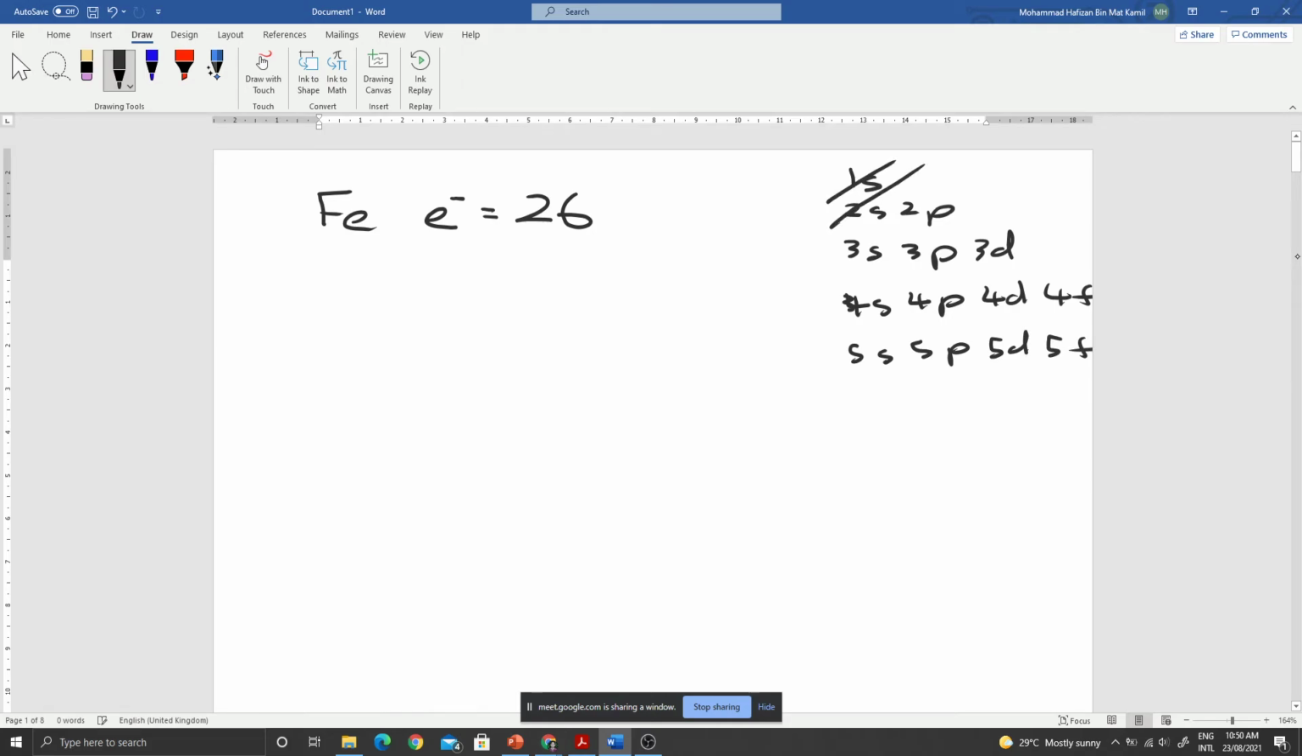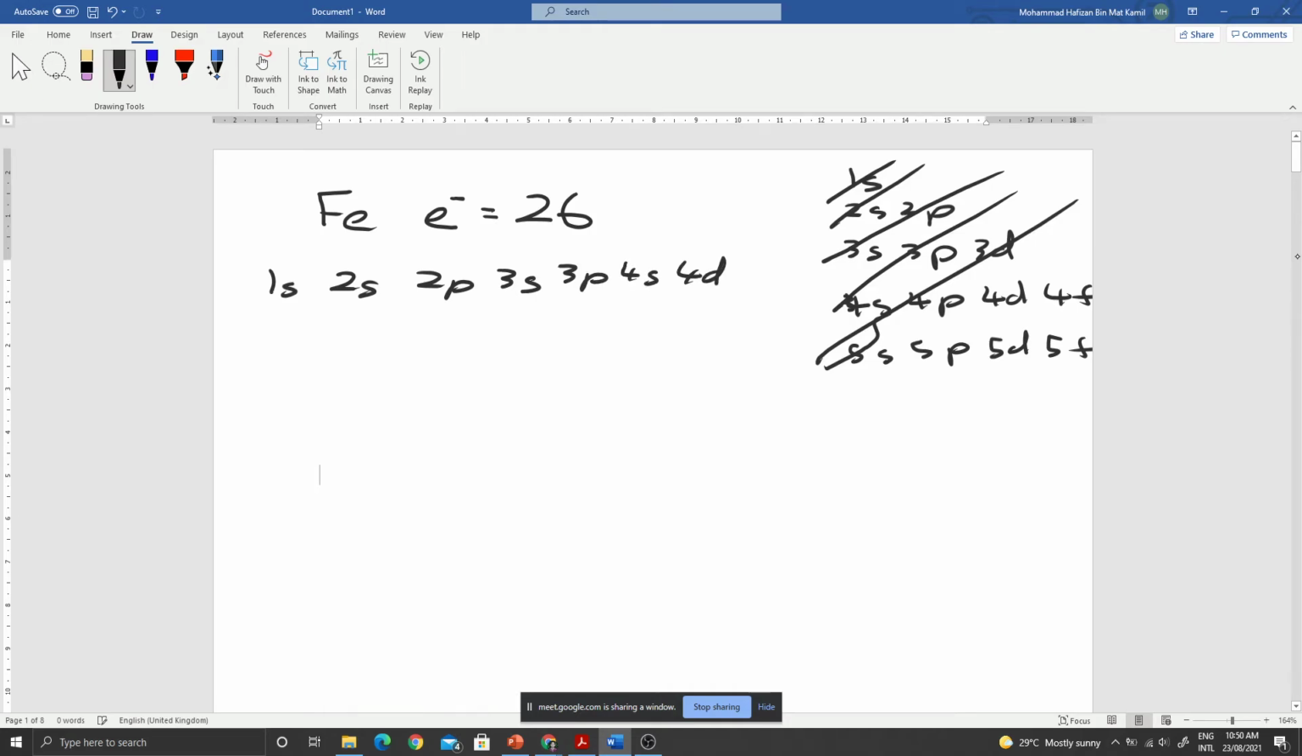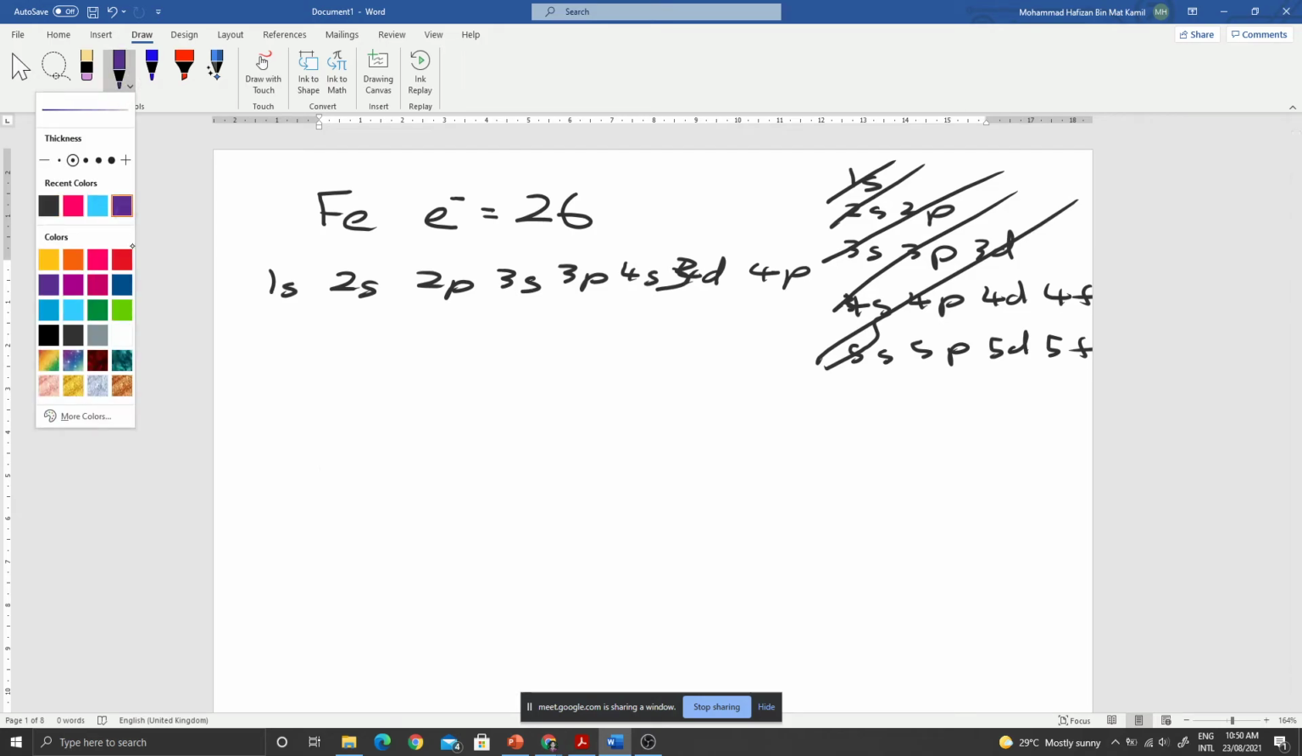So tarik. Tak kena. Bagi kena. Alright, kalau tak ingat lah. Tapi kalau ingat, boleh terus tulis 1S, 2S, 2P, 3S, 3P, 4S, 4D, lepas 4D pula dah, 3D, and then 4P. Okay, so we have 26 electrons. So kita cakap kita fill in the lower energy orbital first. So isilah dekat 1S dulu. So kita tukar color cantik sikit.